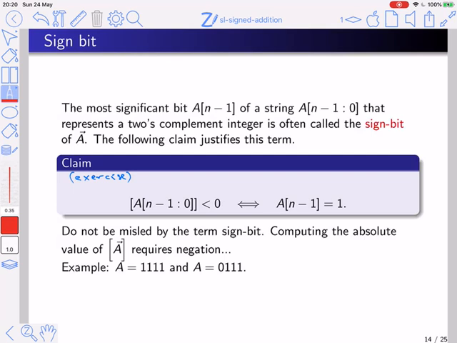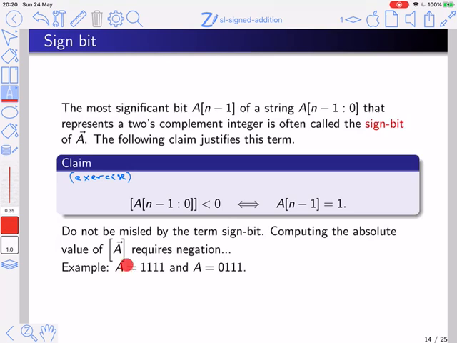But first, let's see a few properties of 2's complement representation. The first property is the sign bit. I'll leave it as an exercise to check that the number represented by A in 2's complement representation is negative if and only if the most significant bit of A is 1. Do not be confused by this claim. It doesn't mean that the most significant bit plays the same role as the sign bit in sign magnitude. Okay? Do not be confused.